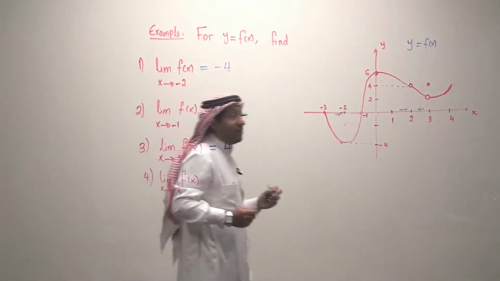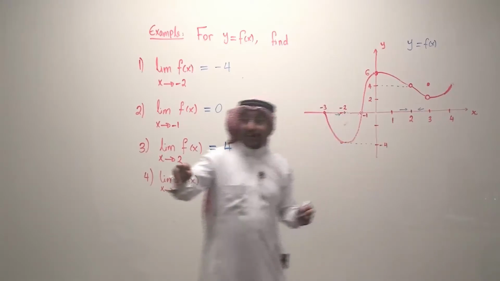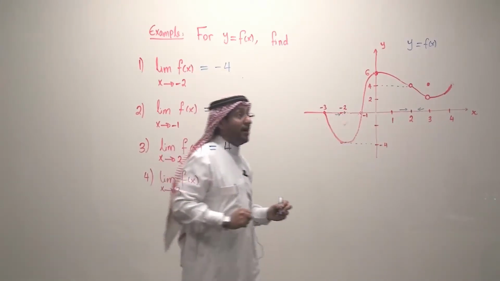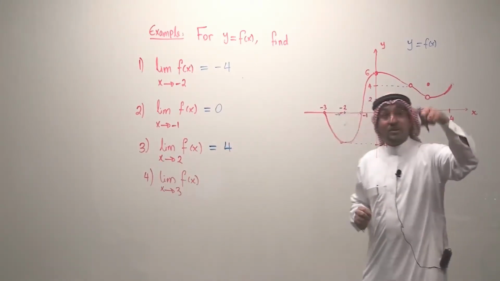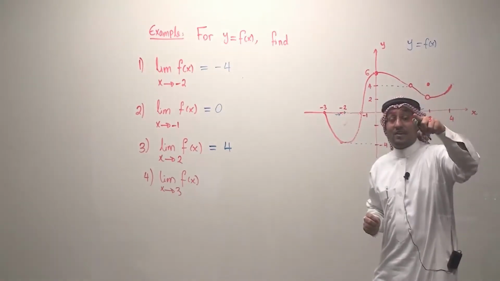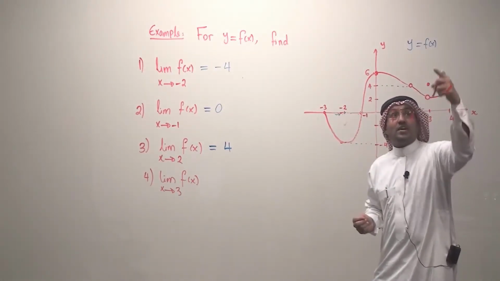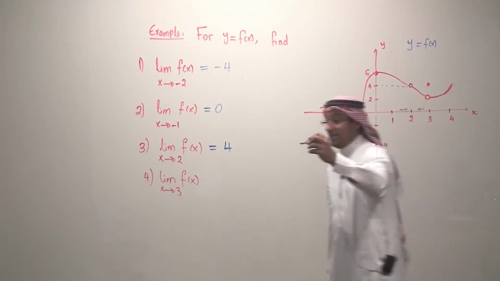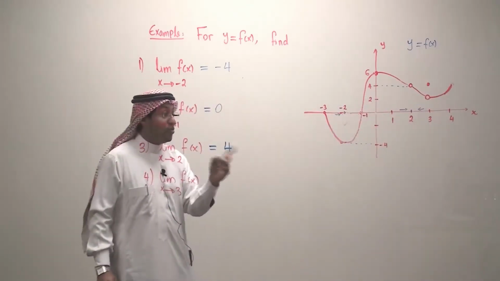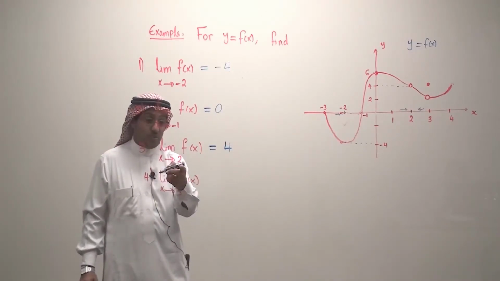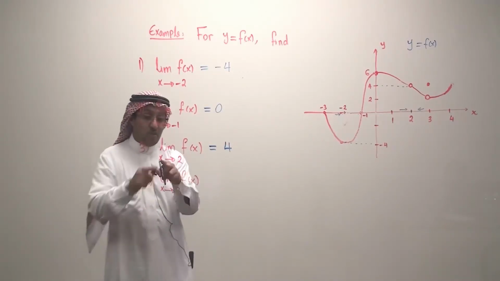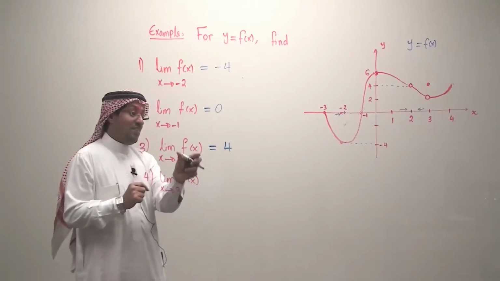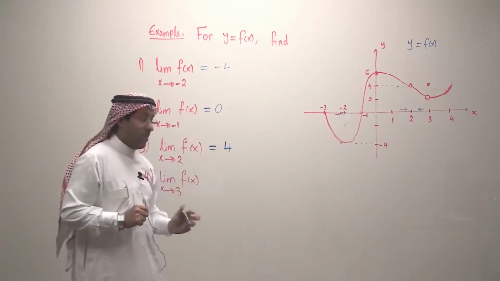As you see here, the function can have a limit while it is not defined at 2. See, this function is undefined at 2 because 2 is not in its domain. You see, it's just open here. Yet it has a limit as x goes to 2, not as x equals 2, as x goes to 2. So when x is approaching 2, the values of the function are approaching 4.